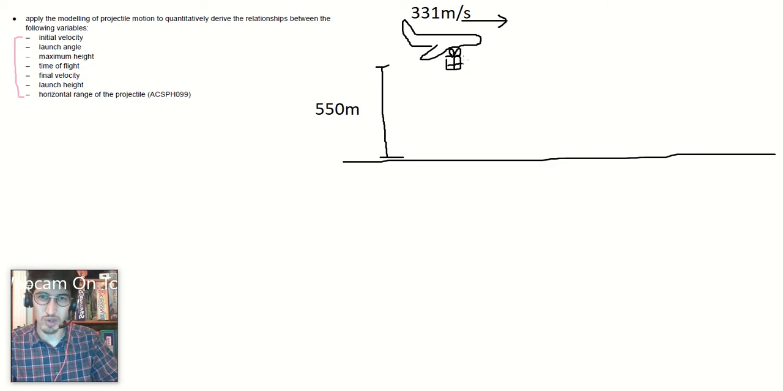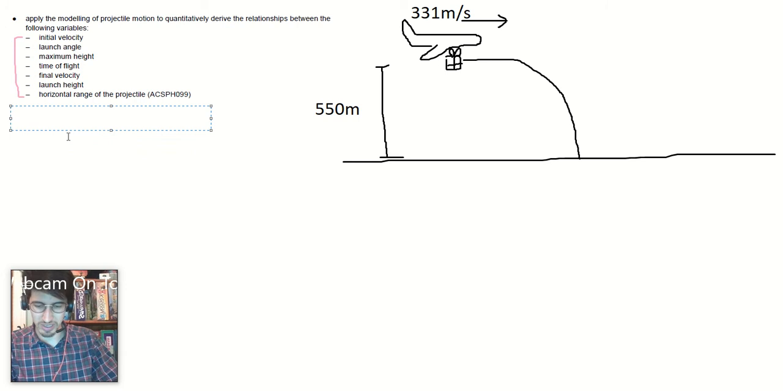Good. So this present is going to fall in a parabola. It's going to strike the ground some distance away from its starting position. It's going to strike the ground with some speed and at a certain angle. It's going to have a certain time of flight, etc. So we're going to try and work out all of these things. Now, to solve these, it's going to be useful for us to first think about what it is we already know.